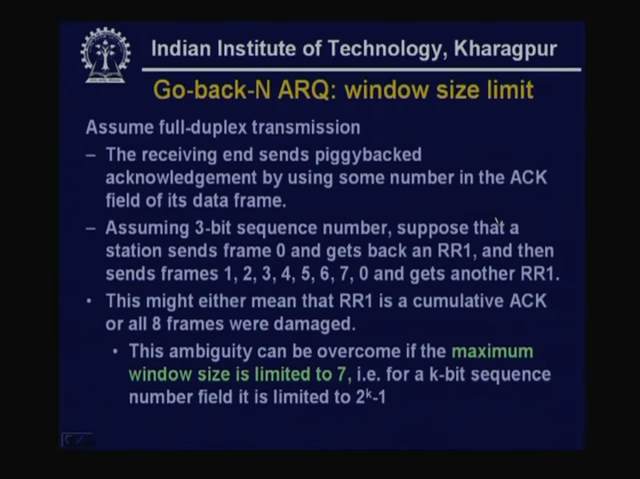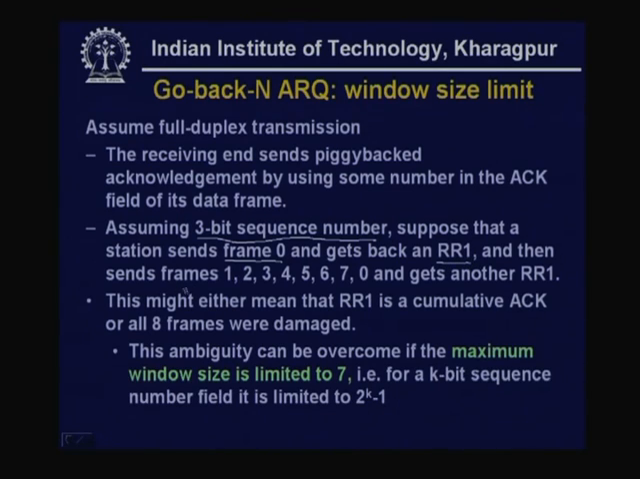Let us see the window size limit in case of go back N ARQ. Let us assume full duplex transmission is going on. The receiving end sends piggybacked acknowledgement by using some number in the acknowledgement field of the data frame. Let us assume a 3-bit sequence number is used, and obviously the window size can be up to 8. So, it can be 0 to 7. Now, suppose that a station sends frame 0 and gets back receive request 1, that is essentially this is acknowledgement 1.